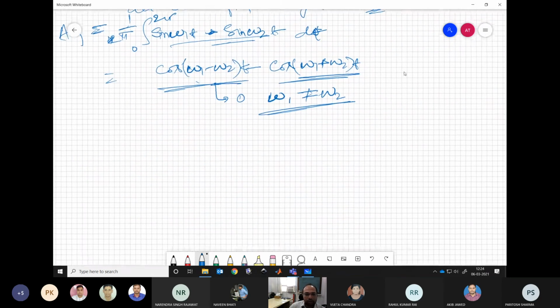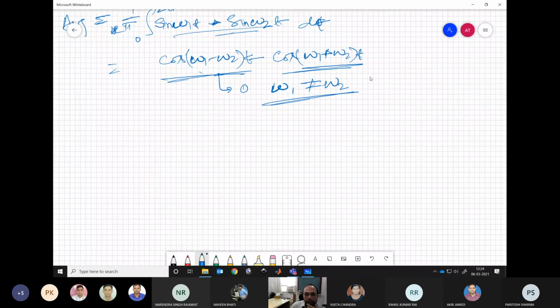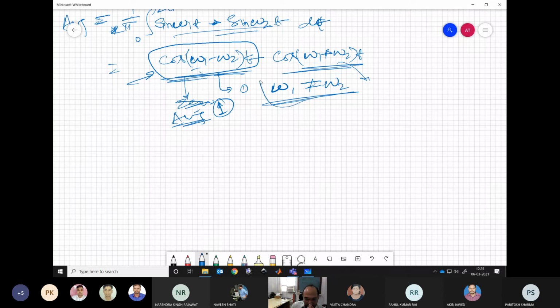So this is a sinusoid. Let's say omega 1 is equal to omega 2, then at least this component will be present over there. So this becomes 0 and this means this has some average value, cos 0 equal to 1. So the other component will go to 0. Any time when we have omega 1 not equal to omega 2, this will result in a 0 coefficient.